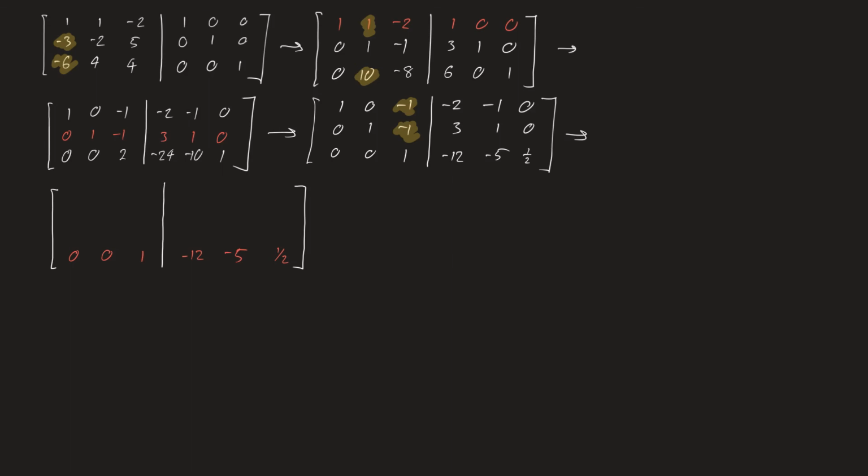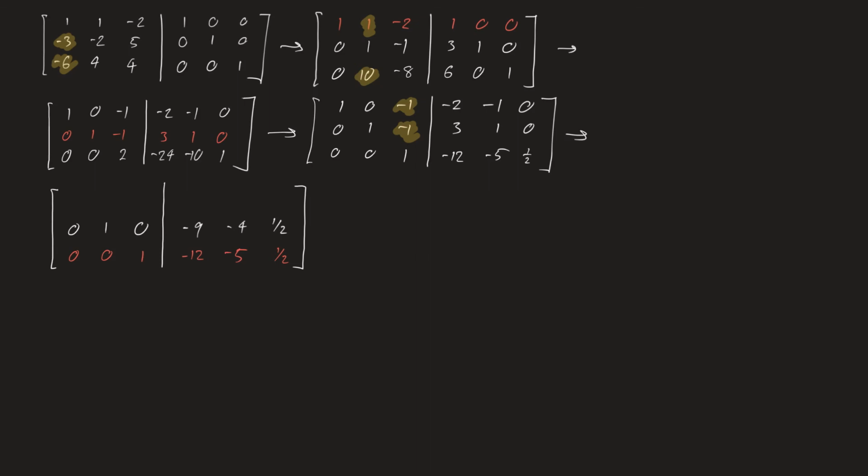Again, we're just adding row 3 to row 2. So this becomes 0. This remains a 1. This now is 0. -12 plus 3 gives us a -9. Negative 5 and 1, negative 4 here. 1/2 plus 0, this is a 1/2. Final step. Let's add row 3 to row 1, and then we're pretty much done.